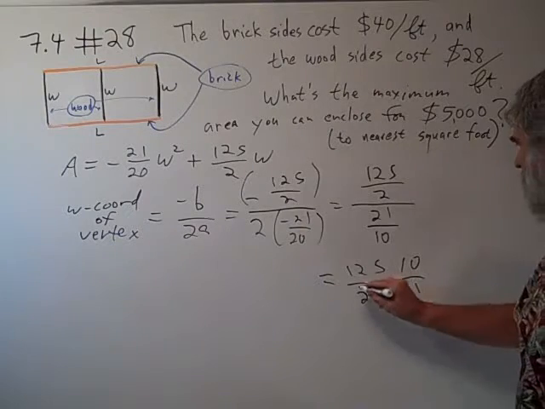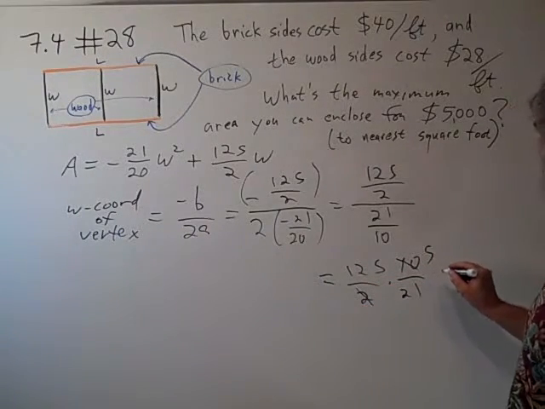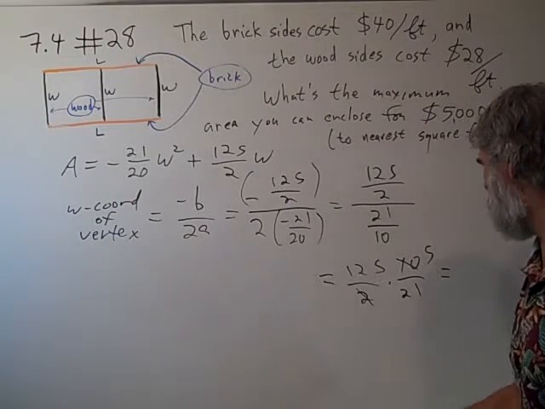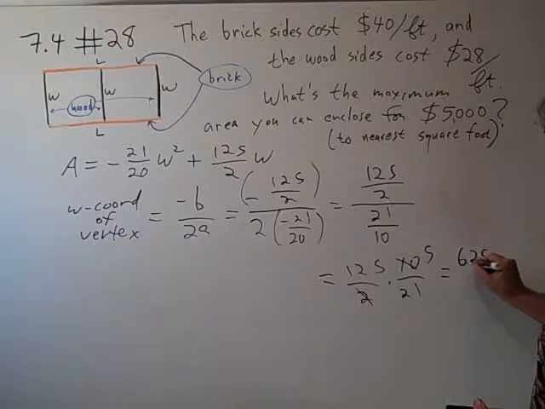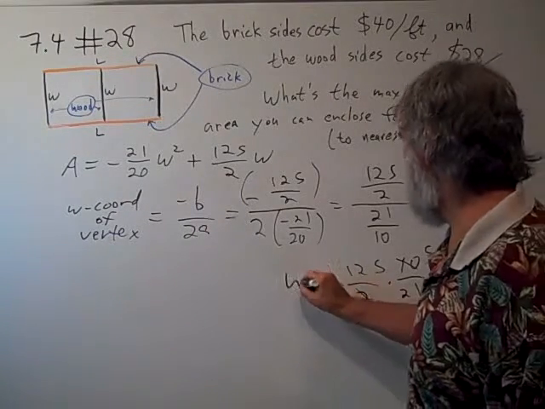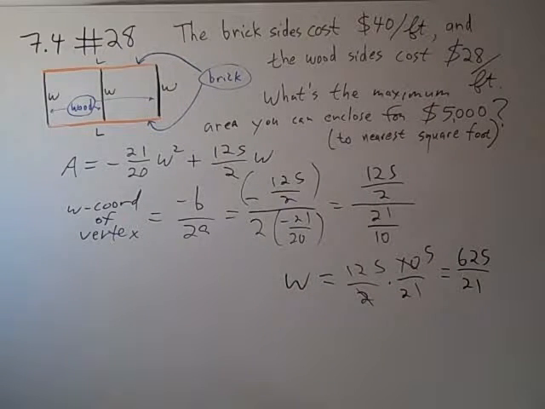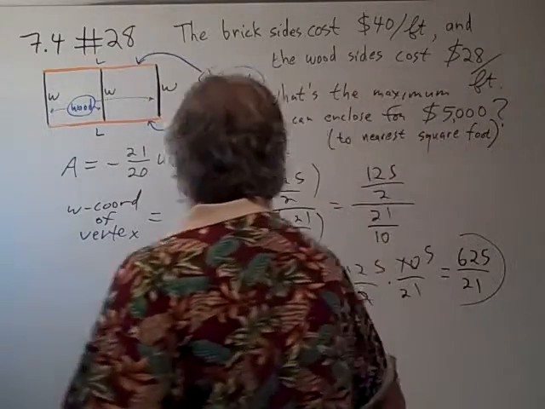And the 2 goes into the 10 5 times. So we end up having 125 times 5 divided by 21. So this is 625 divided by 21. That's the width that will yield the maximum area. Okay, now to find that maximum area, we have to substitute this value of W into the equation for the area. So here we go.